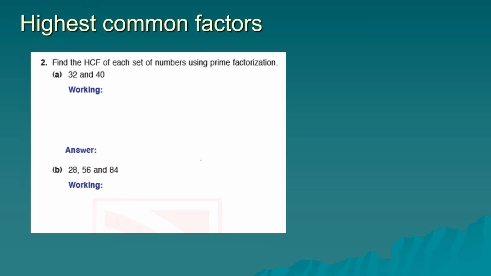This practice is on page 15 of your book. Let's find the highest common factor of each set of numbers using prime factorization. Let's do A. That's 32. We'll get the prime factorization of 32. So what is the prime factorization of 32? We could divide it by 2. That gives us 16. 16 is 8.